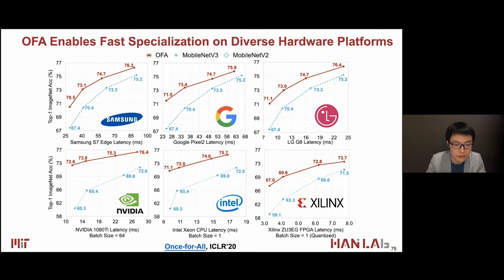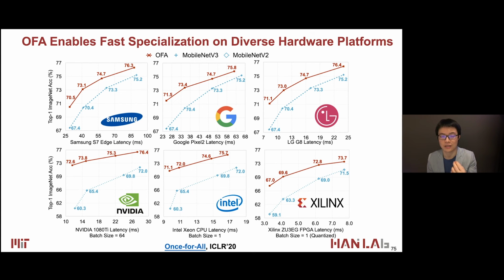For example, on the GPU, in the bottom left corner, we can see that at the same 72% accuracy, ours is 72.6. The original MobileNet version 2 runs about 28 milliseconds, but ours runs only 12 milliseconds, which is more than a 2x speedup without any change of the hardware and without change of the library, right? For all these 6 devices, we have 6 different specialized models, but we only pay the training overhead once. That's the beauty of the once-for-all model.